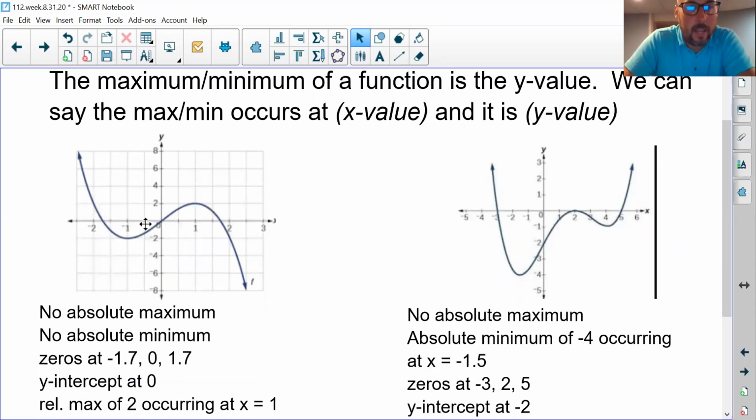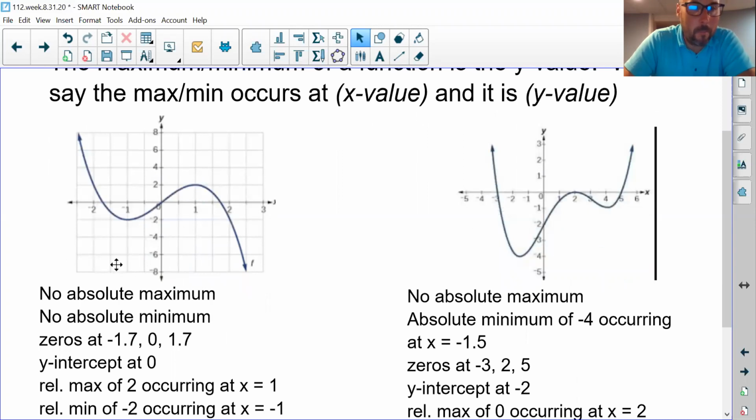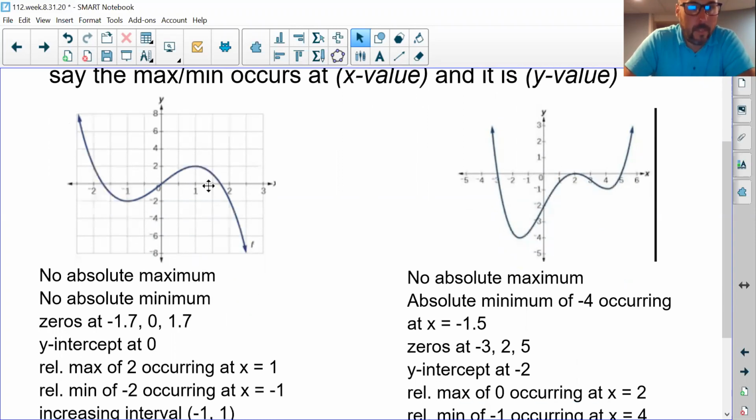This graph on the left has no absolute maximum, what they call, because it goes up forever. It never maxes out, just keeps on going up, and it keeps on going down. So there's no absolute minimum. It has a bunch of interesting features that we should know. It has 3 zeros, negative 1.7, that's just a guess, 0, and then 1.7. It has a y-intercept of 0.